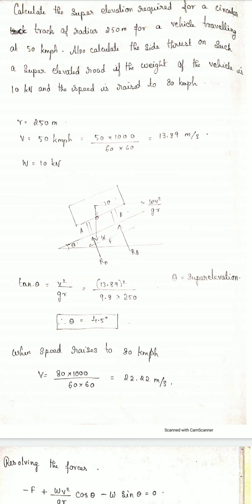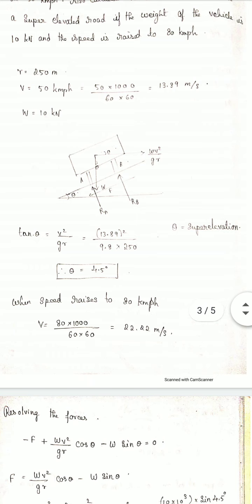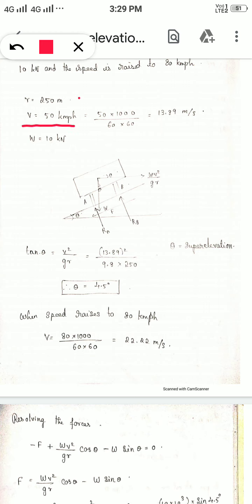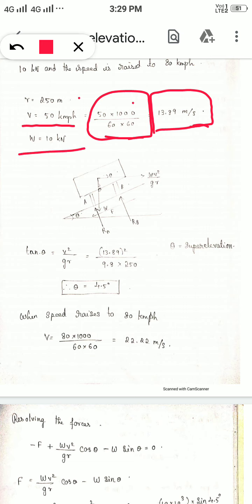And they have given the weight of the vehicle as 10 kilonewton, that is W is equal to 10 kilonewton, and the speed is raised to 80 kilometer per hour. Using that 80 kilometer per hour, we will calculate the other thing. So take the first part, R is equal to 250 meter, V is equal to 50 kilometer per hour. To change V into meter per second, 50 into 1000 divided by 60 into 60, this is the conversion. After that you will get V is equal to 13.389 meter per second. W is equal to 10 kilonewton. Now we have to calculate tan theta. Tan theta is equal to V square divided by gR.